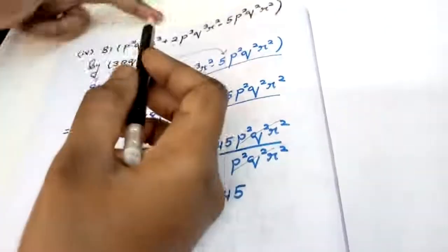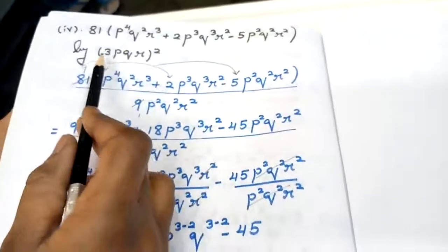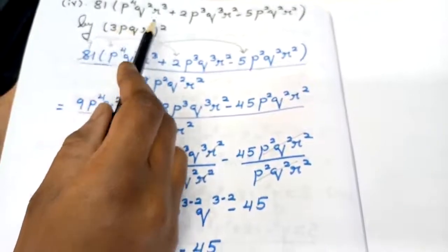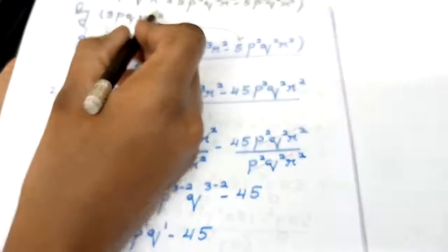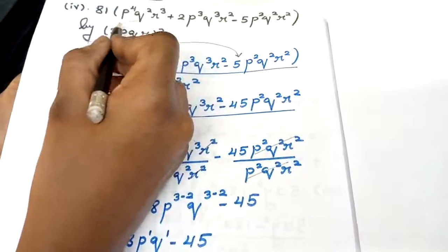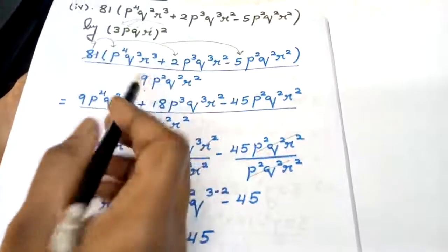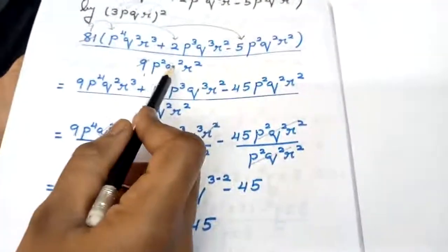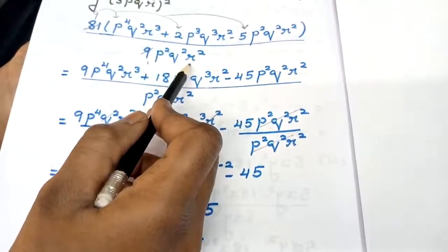Fourth question. So the fourth question, they have given you this numerator value, students, and denominator. The denominator, if you see, they have written like this, 3pqr whole square. The meaning of this is you are going to bring the power 2 inside for every value: 3 square, p square, q square, r square. So 3 square means 3 into 3, 9, p square, q square, r square. That value I have written directly in the denominator part.